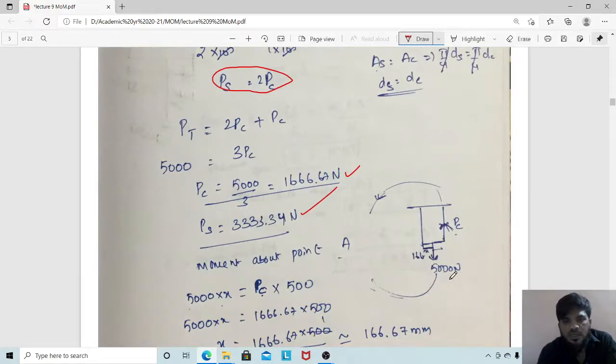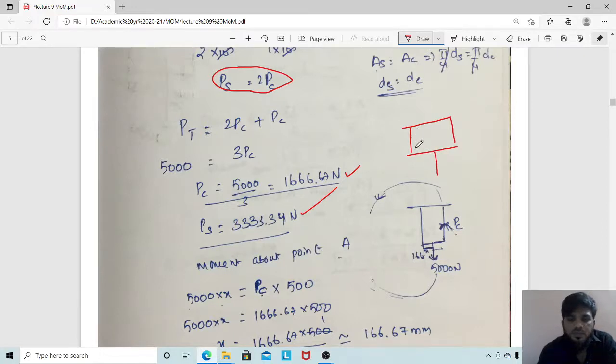Now, what is the position where this 5000 should be acting, how we are going to find that is, we will try to do a simple mechanics like this. We know that there is some load here, we know there is another load here, and we have a distance between them as 50 centimeter. In between these two I have to place a load like this.